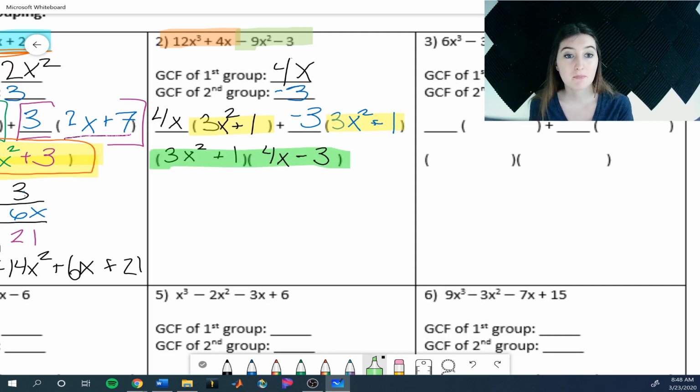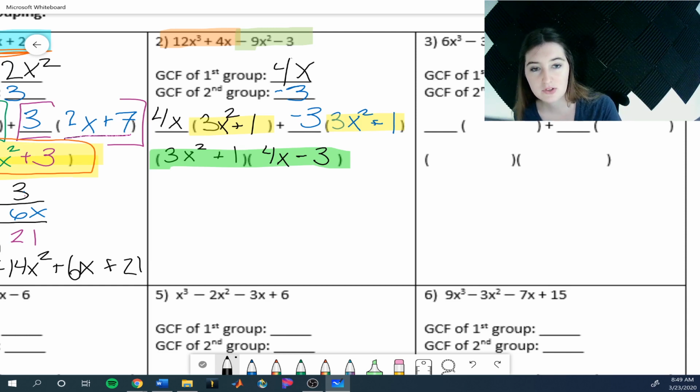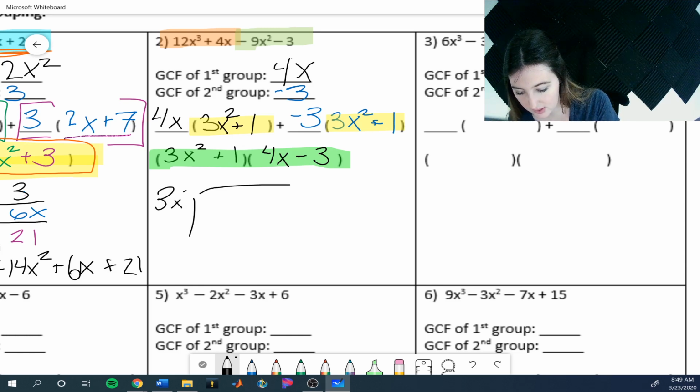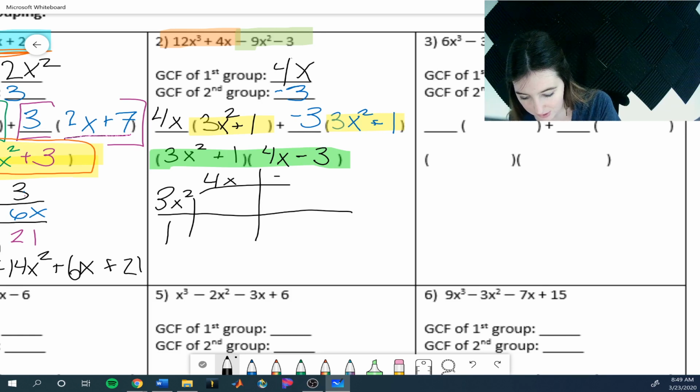We could check it by multiplying. If we wanted to check it by multiplying, how do we do that? Set up our boxes. 3x squared on the side here, 1, a line to separate them. I have 4x, a line to separate my terms, -3.